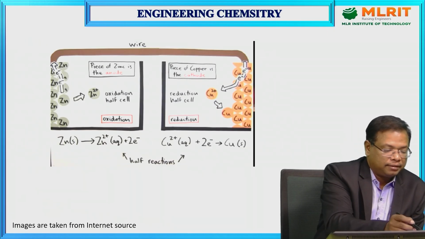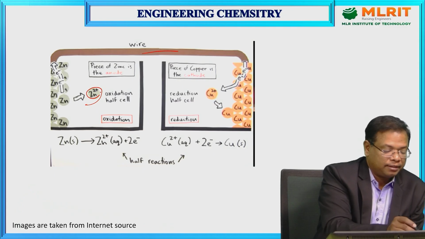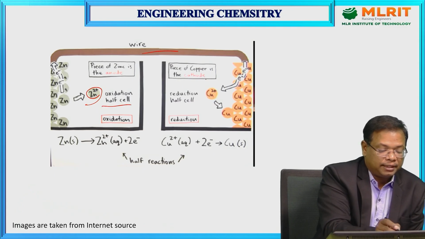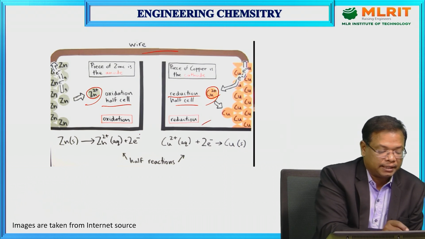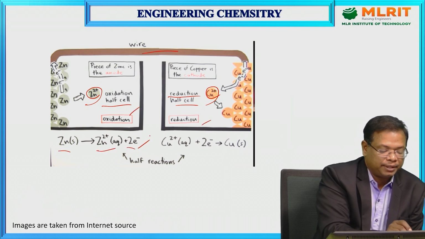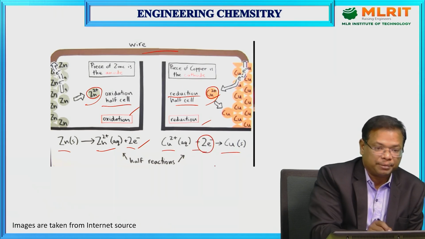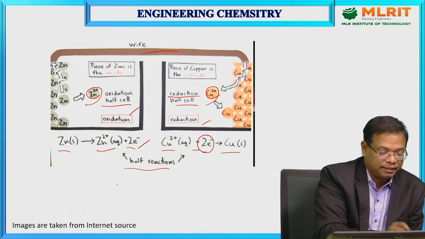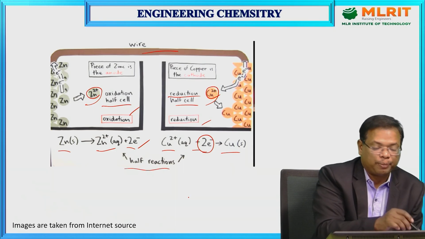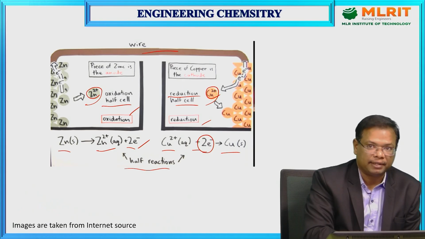So this is the wire. These are the Zn2+ ions, oxidation half cell. This is the Cu2+ ions, reduction half cell. It is a reduction, it is oxidation. Zinc gives rise to Zn2+ aqueous plus 2 electrons. Cu2+ aqueous gains 2 electrons from this zinc, becomes Cu, half cell reactions. This is the complete process of the mechanism of the galvanic cell.